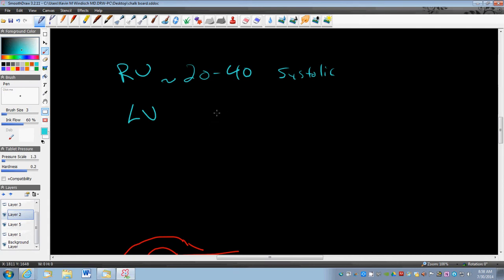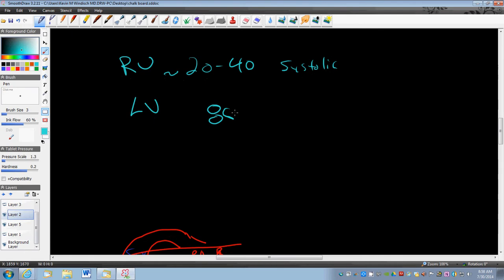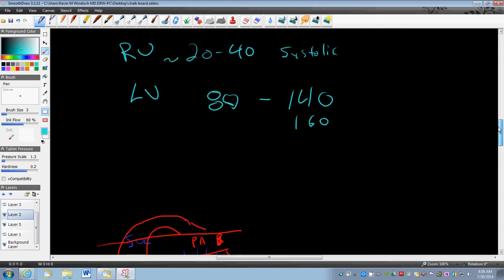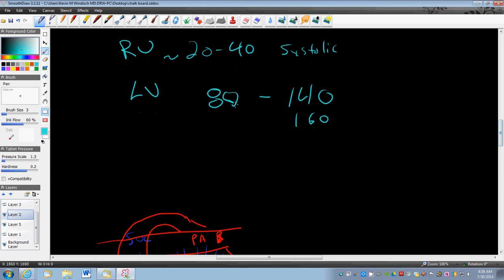Normal LV pressure depends on the age of the patient. In a newborn, you're looking at about 80 systolic, and in an adult, you're looking at about 100, no more than 140 systolic. And in me, because I'm hypertensive, I've got 3 kids, you're looking, without medicine, at 160 systolic. With medicine we get down.